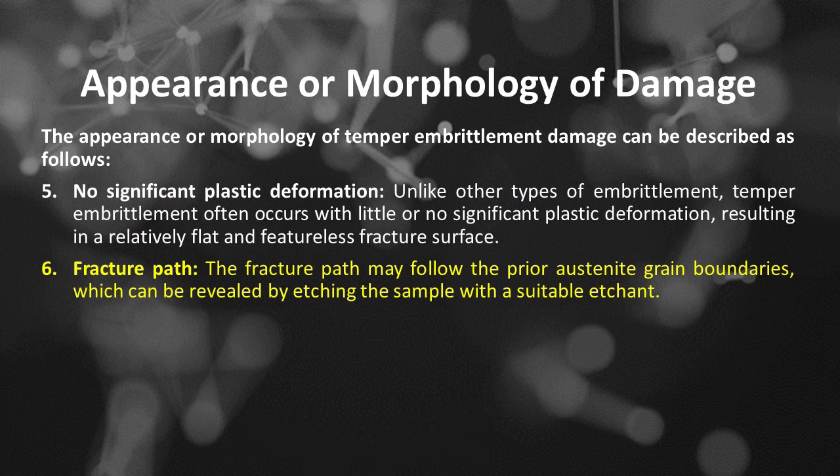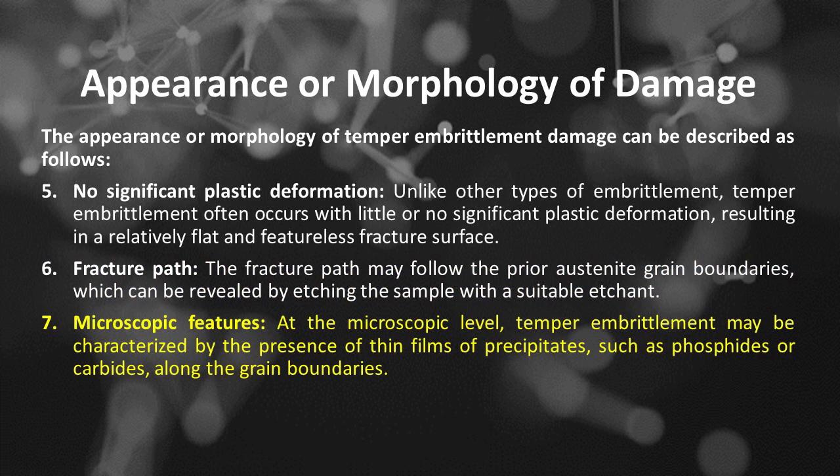Number 6 is fracture path. The fracture path may follow the prior austenite grain boundaries, which can be revealed by etching the sample with a suitable etchant. Number 7 is microscopic features. At the microscopic level, temper embrittlement may be characterized by the presence of thin films of precipitates, such as phosphides or carbides, along the grain boundaries.